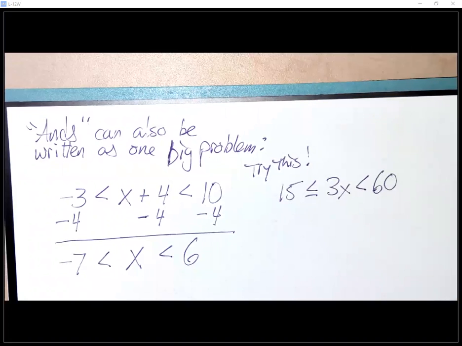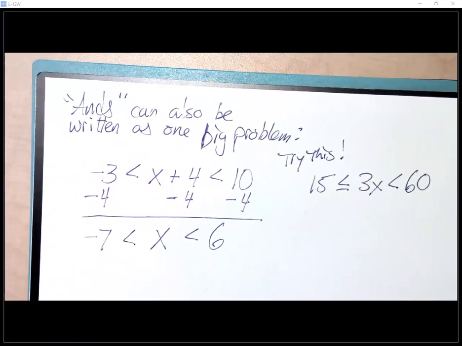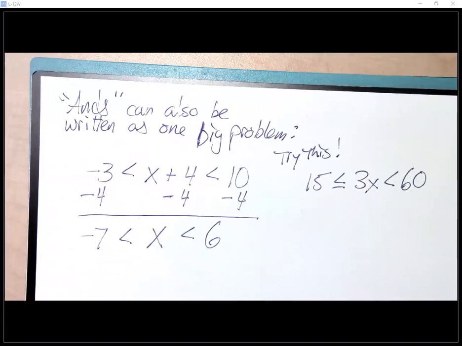Try that one. So just like normal, you want to get the x by itself. So you got to do whatever you would normally do to get the x by itself. You just got to do it to the left, to the middle, and to the right.